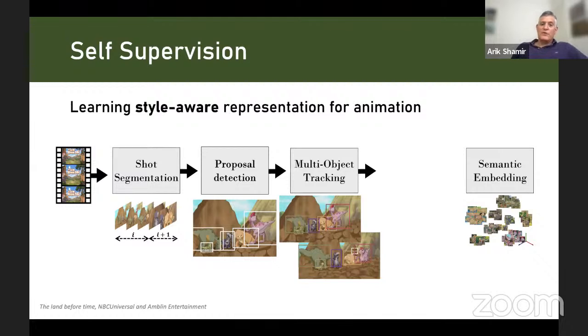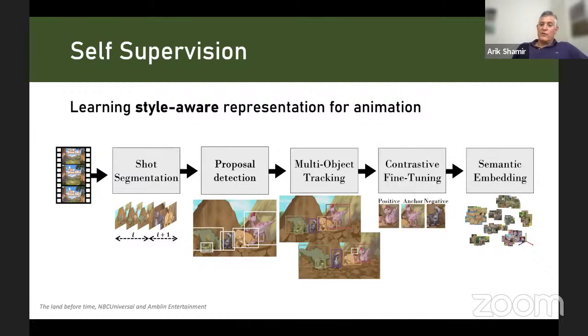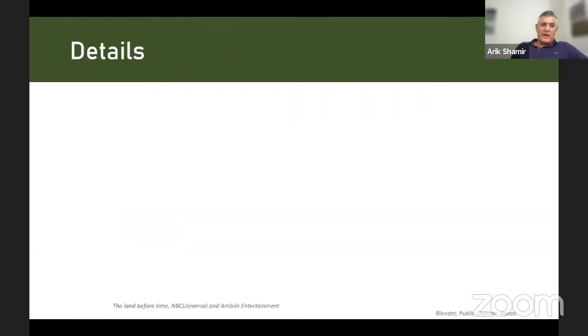Later on, we use this tracking in order to create a fine-tuned network that will learn the semantic embedding for this specific style of animation. And then once we have this specific embedding, we can run algorithms that have much better precision and recall than the usual ones. So let me go a little bit into the details of how we do this.